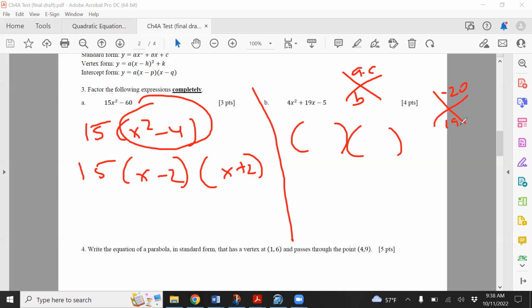What two numbers would do that? 20 and -1, right? Exactly. Thank you, Elizabeth. But you don't put x plus 20 and x minus 1, right? Because that wouldn't get you back to the original expression. That wouldn't make sense. What you do is you have to either do factor by grouping, or you can do a little box. Some of you guys like the box idea.